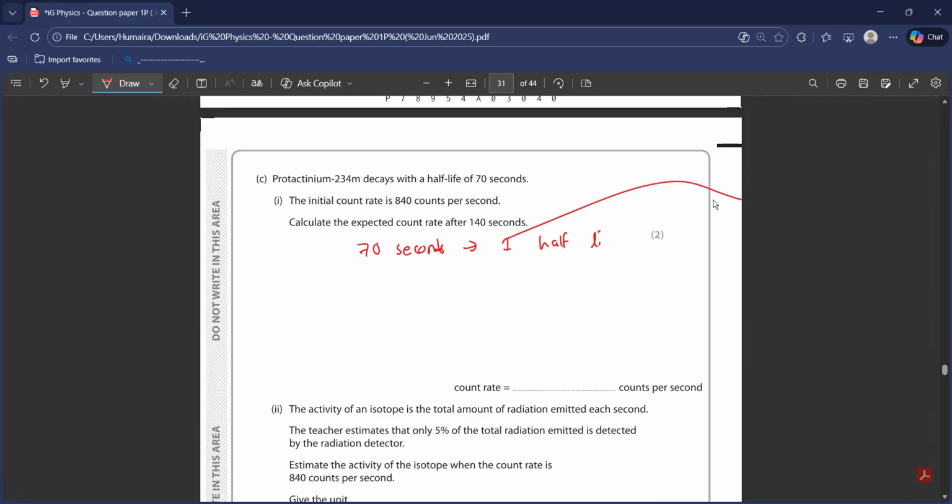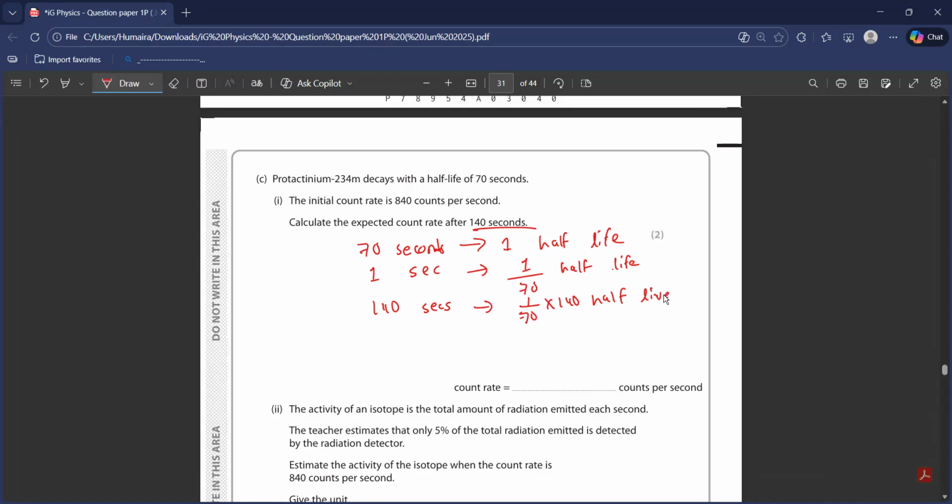I have no clue what is wrong with my pen. So in 1 second, hold on a second. The pen doesn't malfunction again. So in 1 second, we will have how many? We will have less number of half-lives. So it will be 1/70 half-life. We are basically doing the unitary method. So in 140 seconds, we will have 1/70 into 140 half-lives, which is equal to 2 half-lives, right?